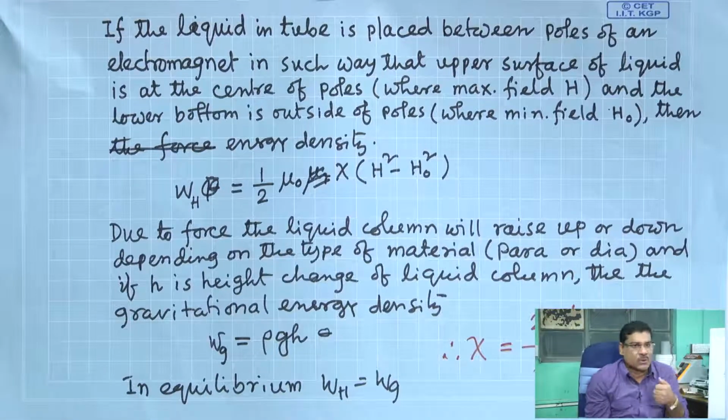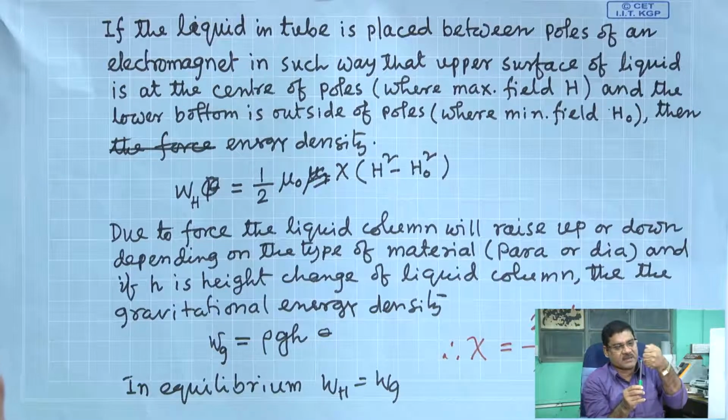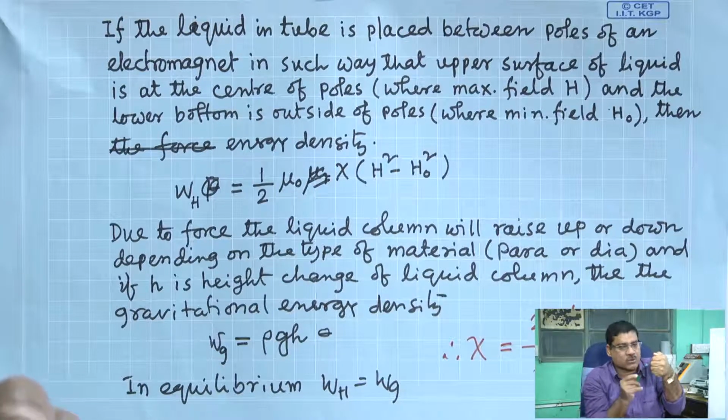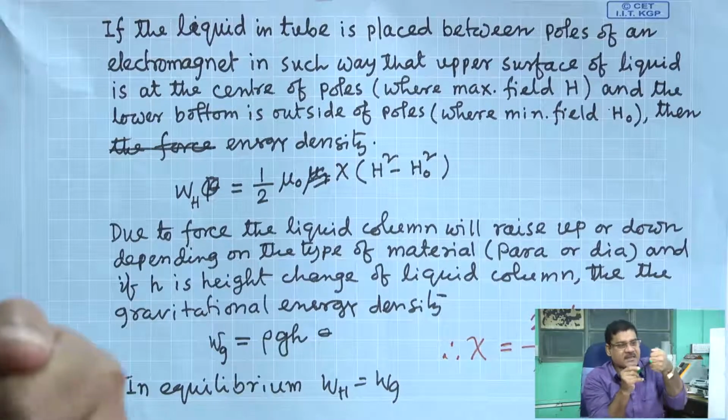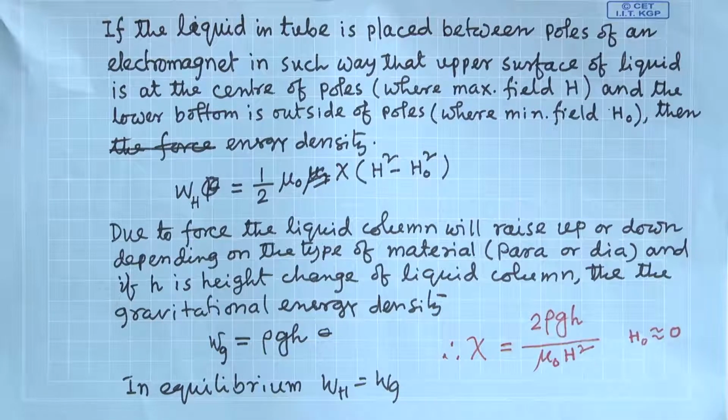So, these two will be equal, because due to the magnetic field the liquid is going up. Due to the gravitational downward force it will try to come down, but this is the balanced position. So the gravitational downward force and the magnetic upward force have to be equal in equilibrium condition, and for that we measure the height. That is h. So, in equilibrium this equals this.